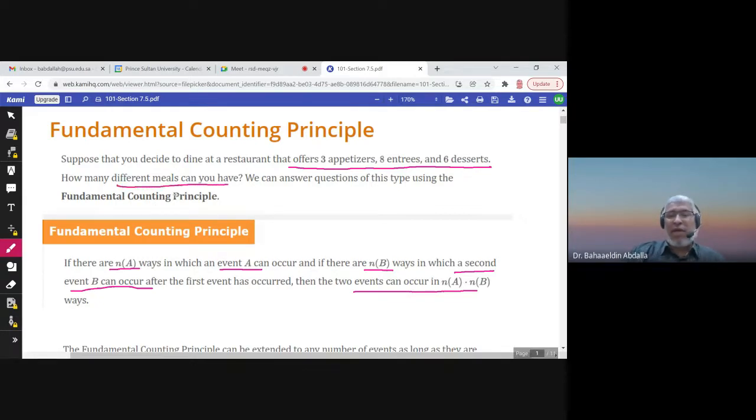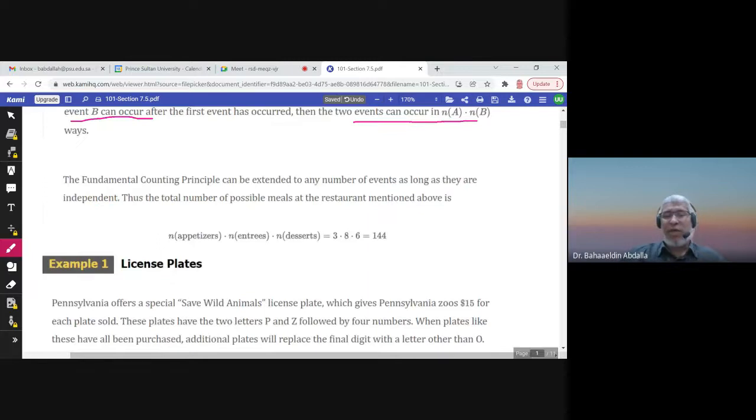So the fundamental counting principle can be used here, and the number of different meals would be 3 times 8 times 6. 3 appetizers times 8 entrees times 6 desserts, and there will be 144 different meals.